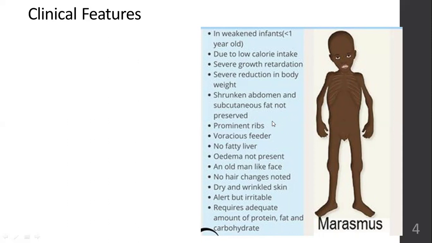And there is no hair change, dry wrinkled skin. They are alert but they are very irritable. Okay, easily they will cry, and the child requires adequate amount of protein, fat, carbohydrate to develop back into normal. So all the macros, proteins, fat, carbohydrate, all of these are required for this child to come back to normal, at least to catch up with the growth. All these macros are required.